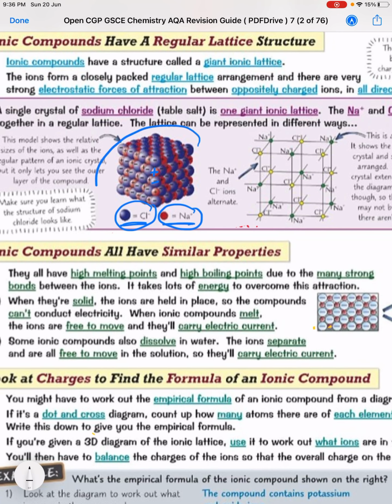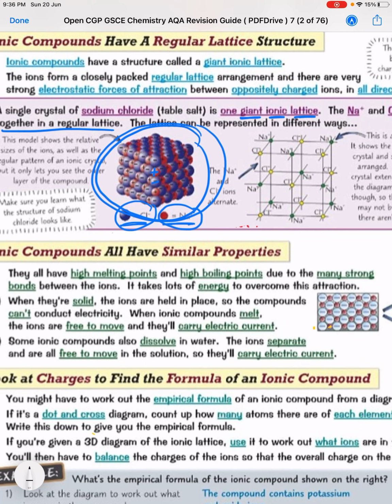And because there are a lot of ions in the crystal, I call it a giant ionic lattice. Giant because it's big, ionic because it's made up of ionic bonds, and lattice because it is arranged in a regular structure.